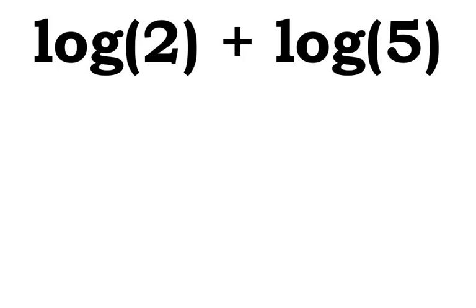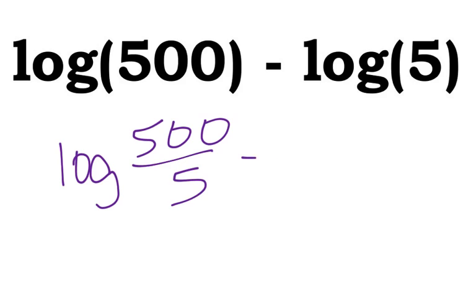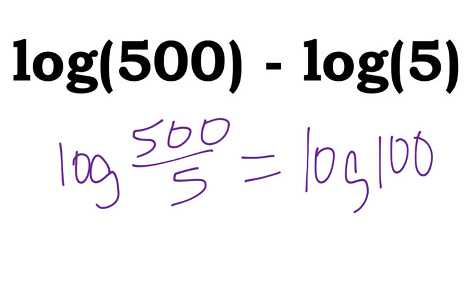So addition becomes multiplication. So this becomes log of 10 because 2 times 5 is 10. This is not on your notes, just a little more practice. Subtraction becomes a fraction, so it becomes log of 500 over 5, and then you would actually divide and reduce. Log of 100.